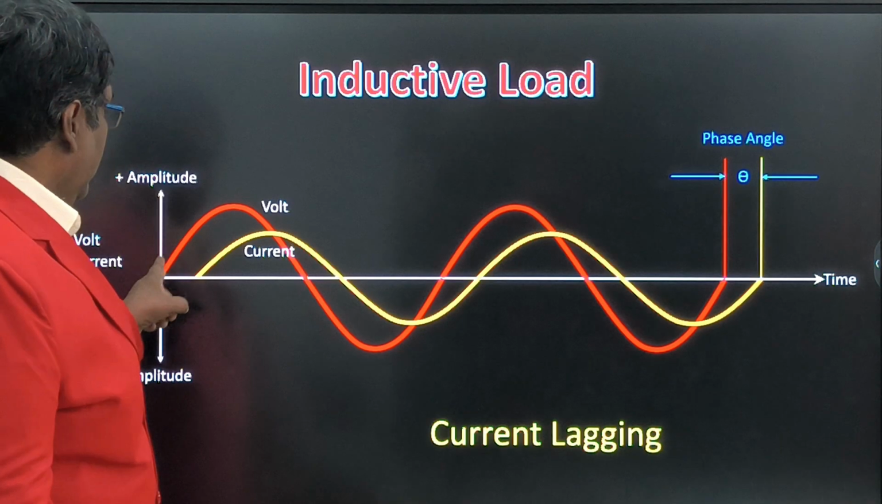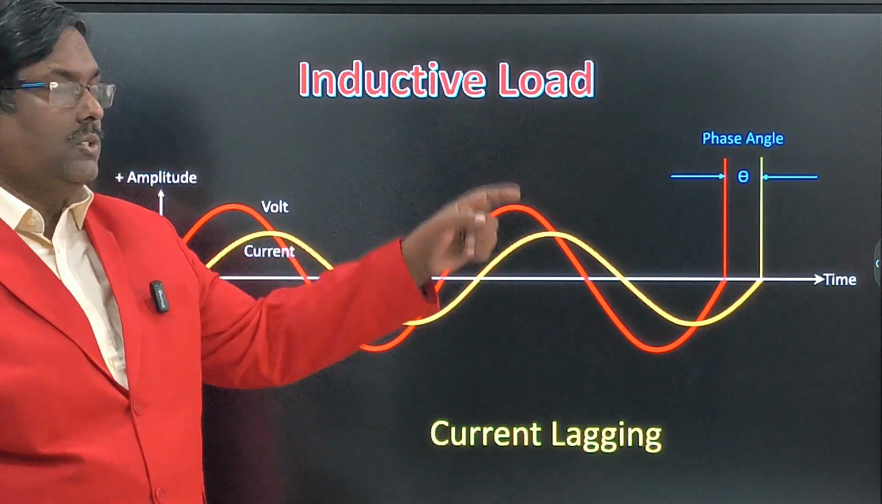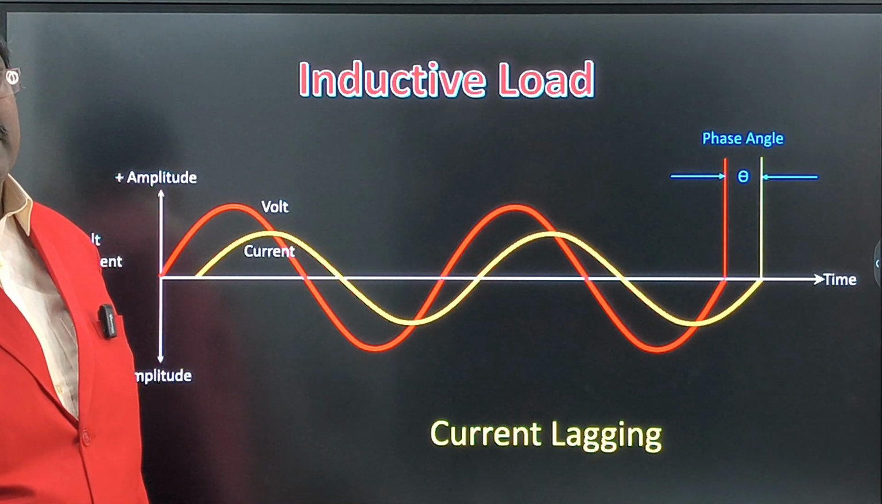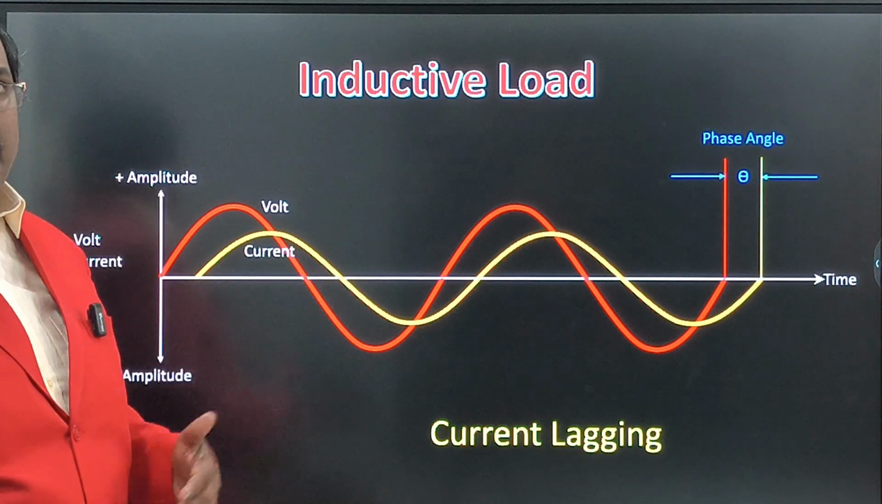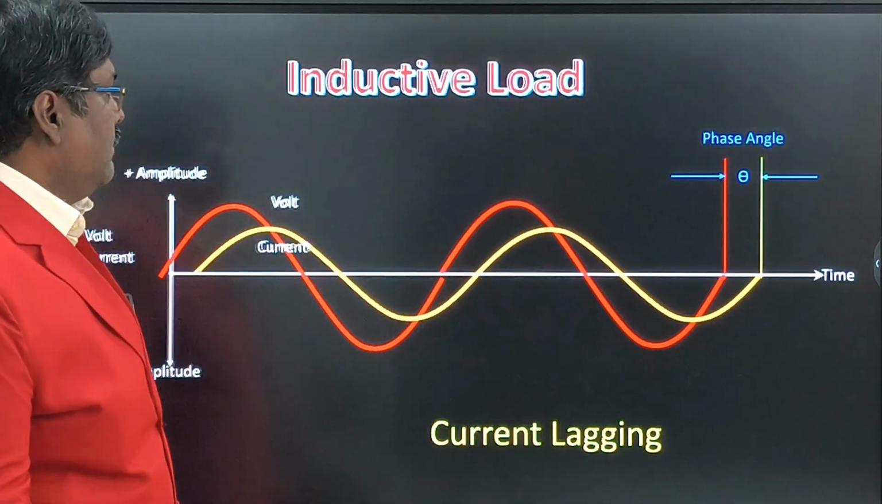In an inductive load we know that the current is lagging by some degree. That degree is known as the phase angle, and the cos of that phase angle is called the power factor. We discussed this in the last lesson. Now we will see what happens to the power calculation if the current is delayed.